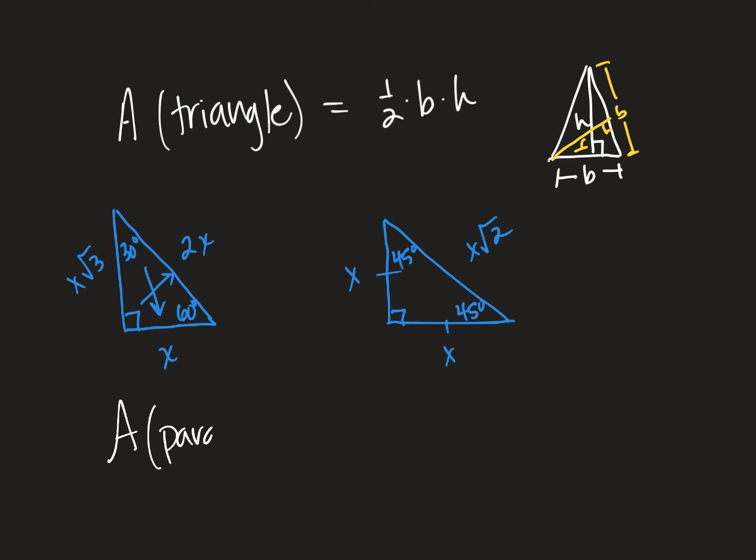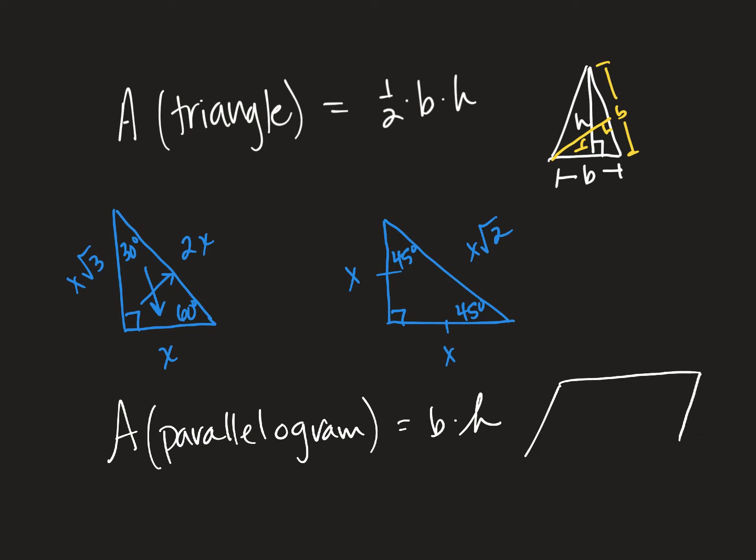And a parallelogram is the same as a rectangle. It's just base times height, but in this case our height has to make that right angle, so it's not just the length of the side like it is in the rectangle. We have to look for this right angle here. That's our height, and again the side that it's perpendicular to is going to be the base. So there's your triangles and parallelograms.